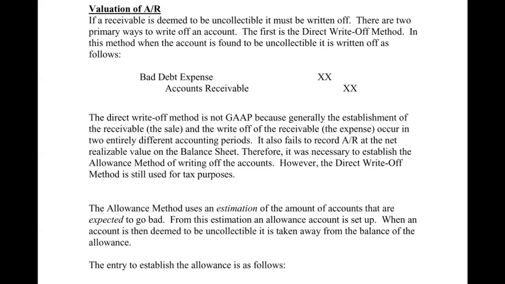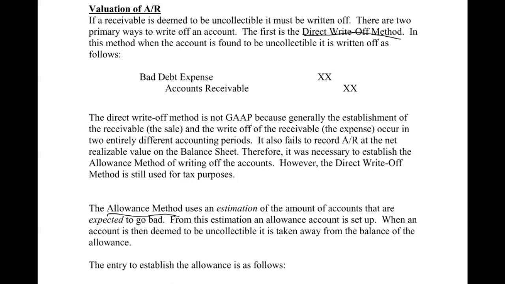So if a receivable is deemed to be uncollectible, it must be written off. Anytime you see the terms write off or written off, it means take that account to zero. If we have accounts receivable for a certain customer and we're writing off their account, we'll make their account zero, not the entire accounts receivable balance, just their specific accounts receivable balance. There are two primary ways. We see the direct write-off method here, and then down here we get into the allowance methods. We'll talk about that in a second.